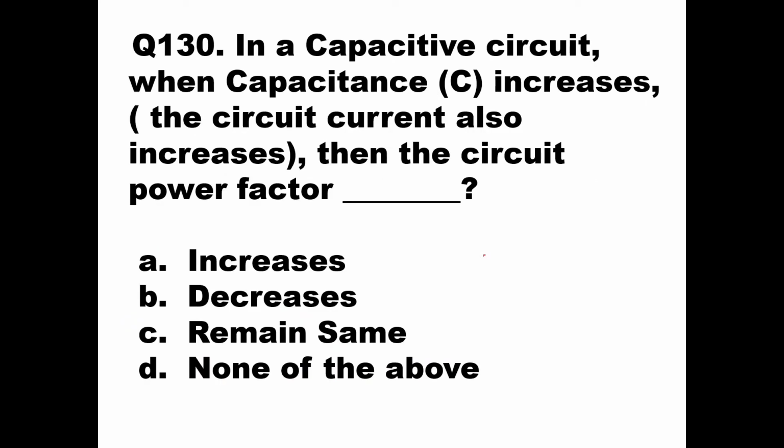Then we'll go to the next question, question number 130. In a capacitive circuit, when capacitance C increases, the circuit current also increases. Then what happens to the circuit power factor? Whether it will increase, decrease, remain same, or none of the above. So this is a capacitive circuit. Again here we will take one example.